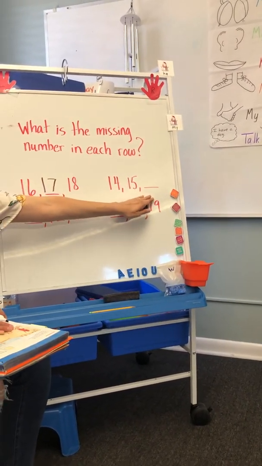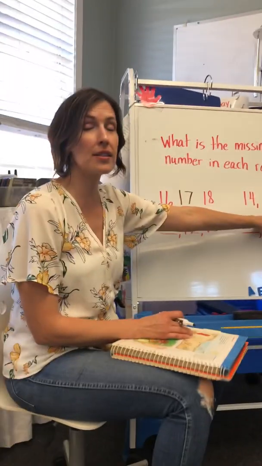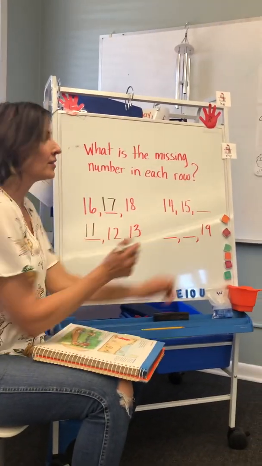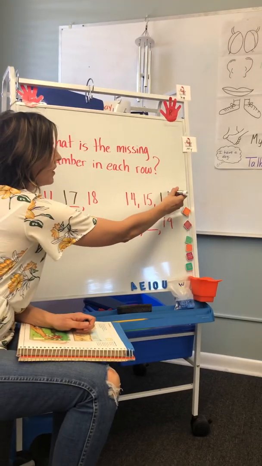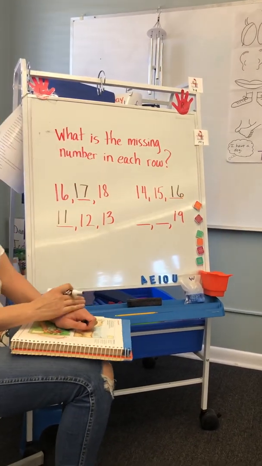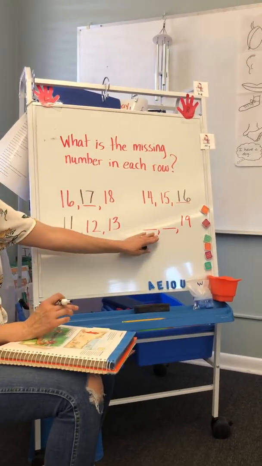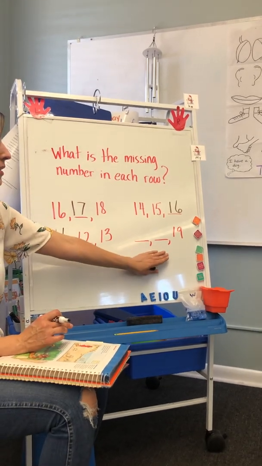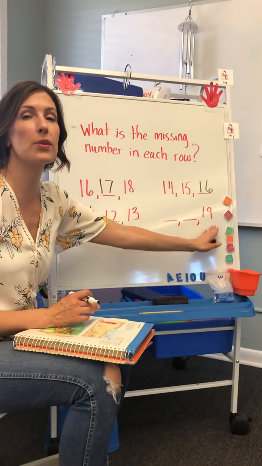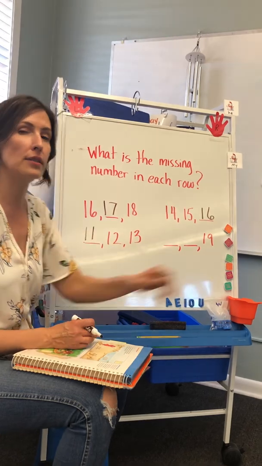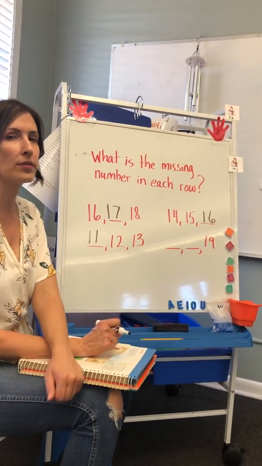Did you say 16? Okay, skywrite a 16. 1 and then a 6. Yes. And then I was a little tricky here. I have 2 numbers that are missing. The only clue I'm giving you is the last number is 19. So what do you think?